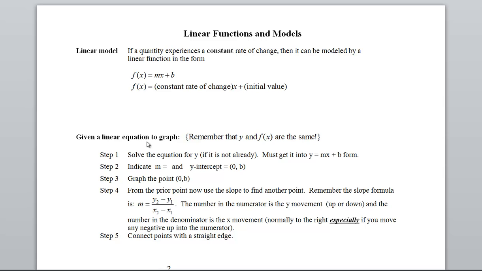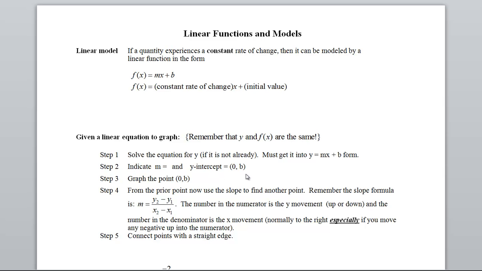Now, first thing we're going to do is graph. Given a linear equation to graph, also remember that y and f of x are the same. Solve the equation for y if it's not already. You've got to get it in y equals mx plus b form. Step 2, indicate for yourself what the slope is. This needs to be in fractional form. If it's a whole number, put it over 1. And also the y-intercept. Remember, if x is 0, then that makes this term 0, and all you have left is your constant. So that's your y-intercept.